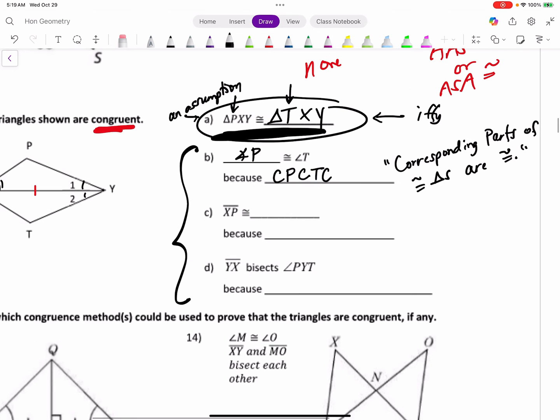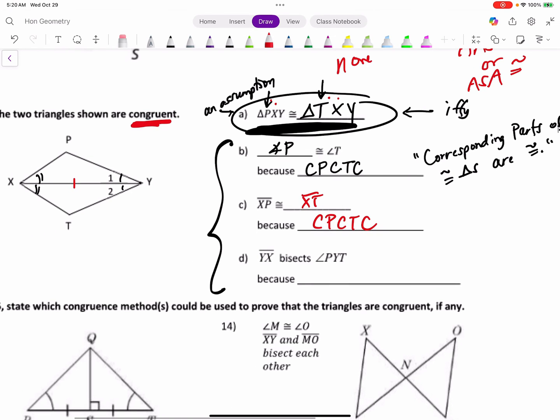So make sure that when you say it, say the words, don't just write the letters. All right, next, if we say we're looking at side XP, then we have to say XT. You cannot call it side TX. The corresponding parts have to sit in the same spots, and that's because corresponding parts of congruent triangles are congruent. All right, if we know that YX, that line segment, bisects angle PYT, then that means it cuts that angle in half.